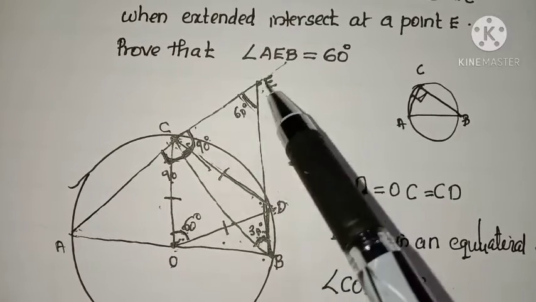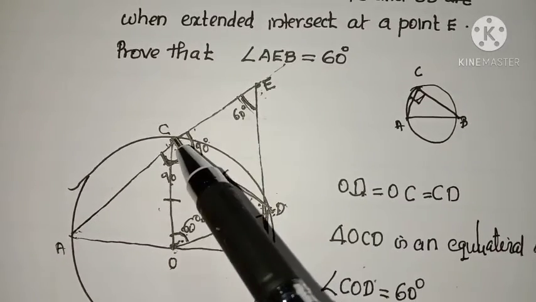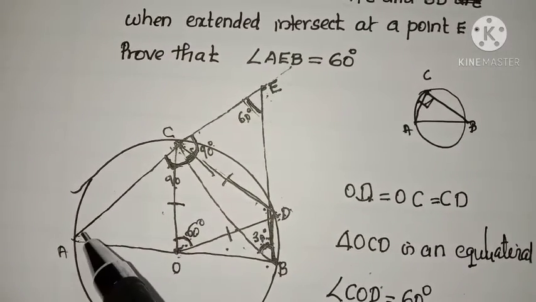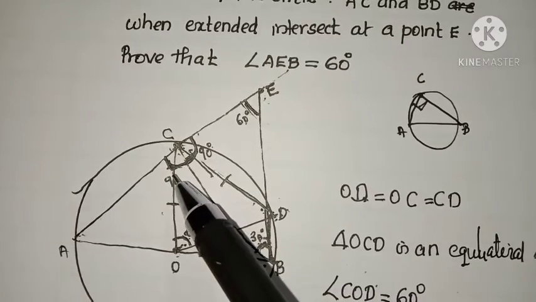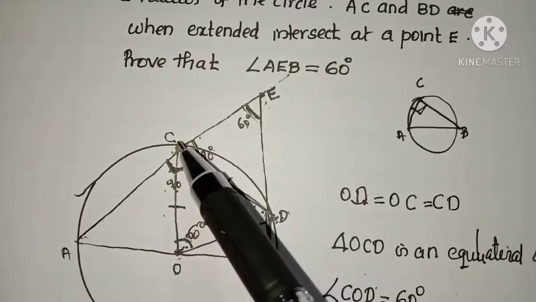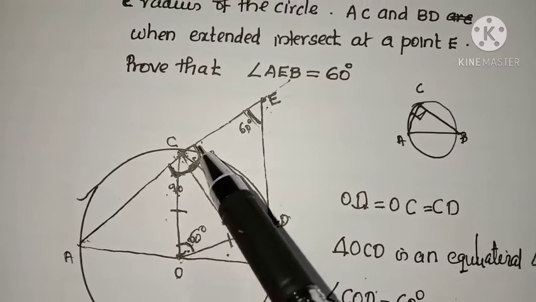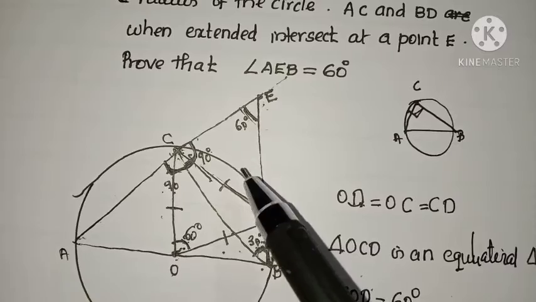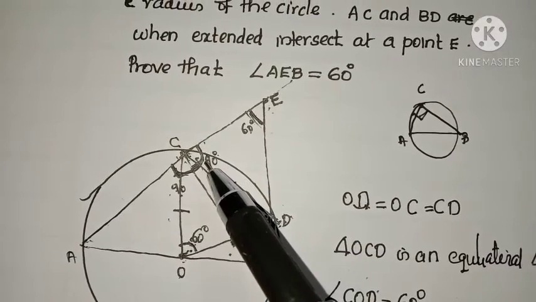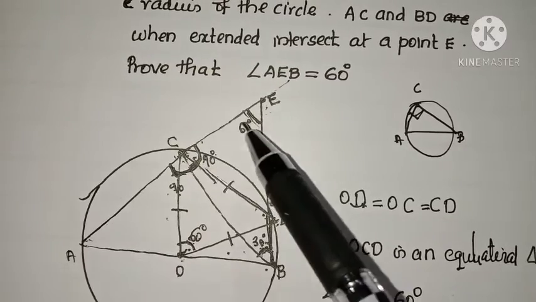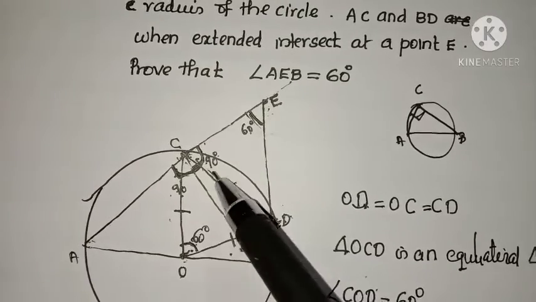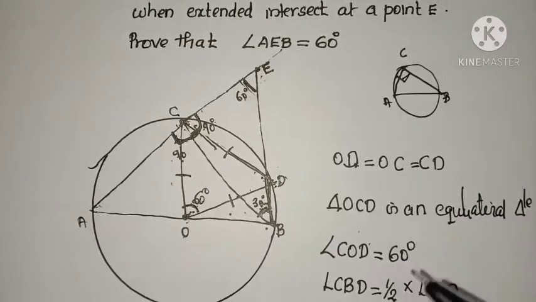To get this, we apply the angle sum property of triangle CBE. Again, apply another theorem: angle in the semicircle is 90 degrees. Then we can easily find angle C by the linear pair axiom. So angle B is 30 degrees and angle C is 90 degrees. By the angle sum property, this angle is 180 minus 120, which is equal to 60 degrees.